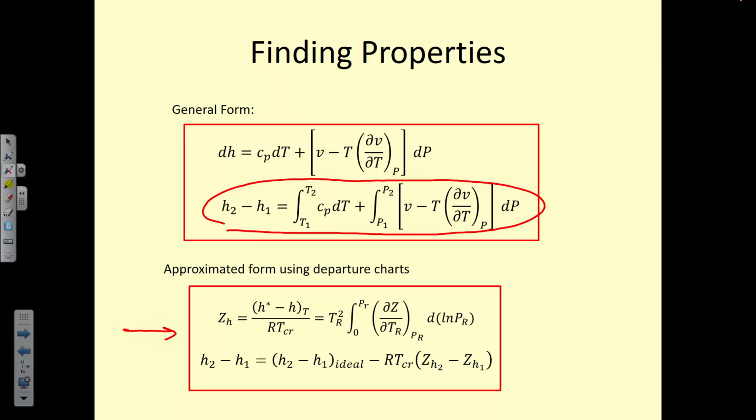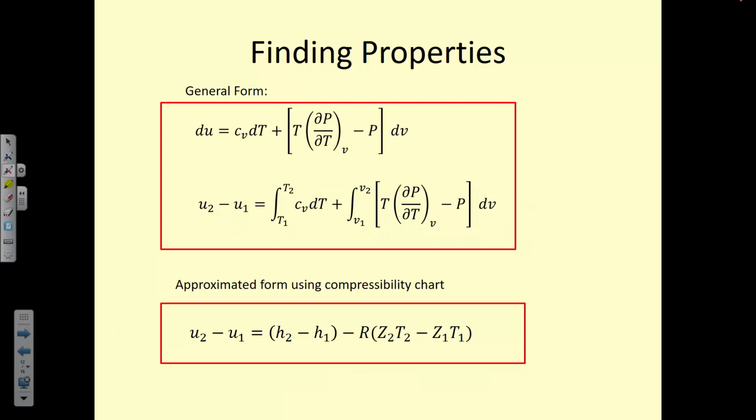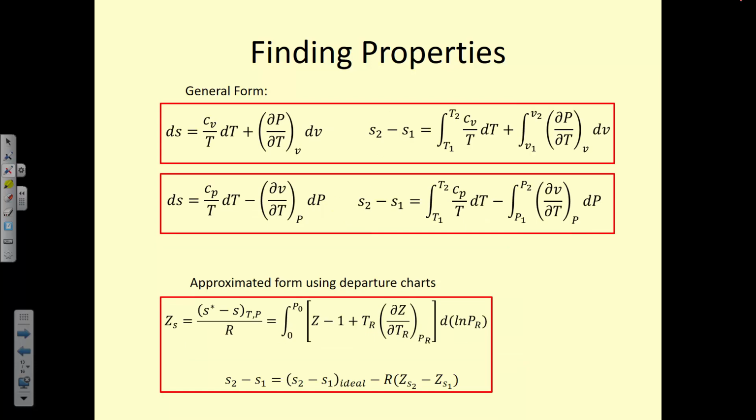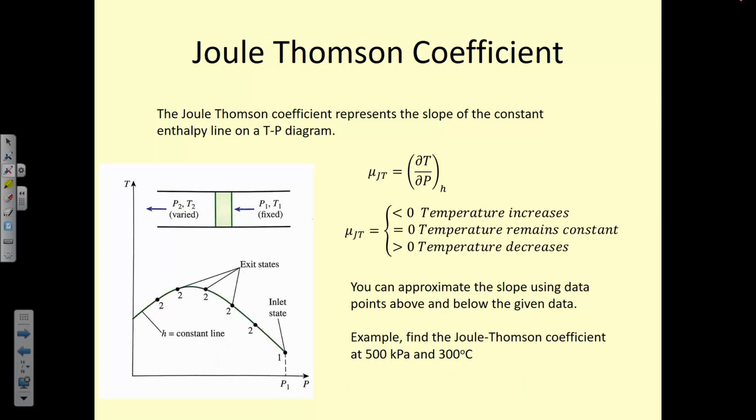So if you have the ideal gas equation to solve for enthalpies, or if you look them up in the tables, how do you use the departure charts to find the correction factor for any of these? So internal energy, enthalpy, and entropy are all good equations to write down on your sheet. And then the Joule-Thomson coefficient. We did some examples in class previously where we looked at points above and below a certain value. At 500 kilopascals and 300 degrees Celsius, we looked at 600 kilopascals and 400 kilopascals, and we find the slope of that line.